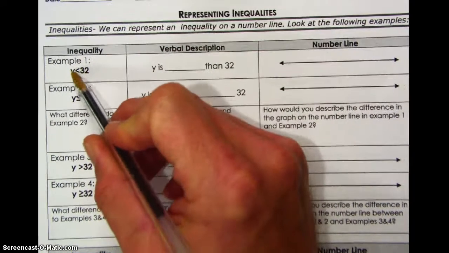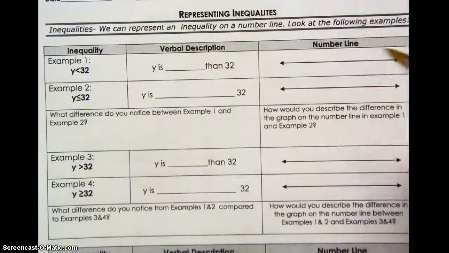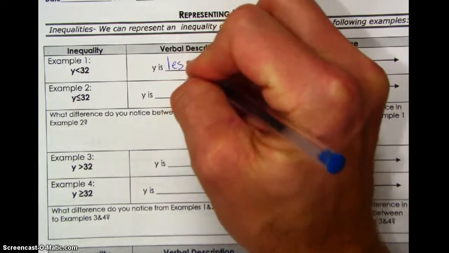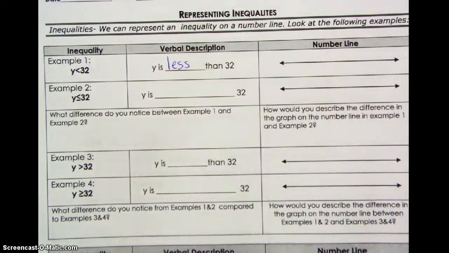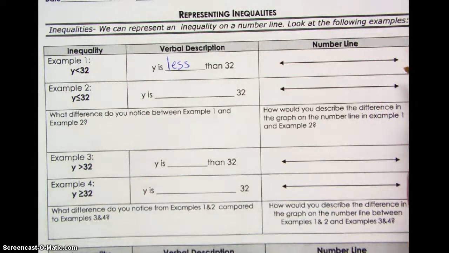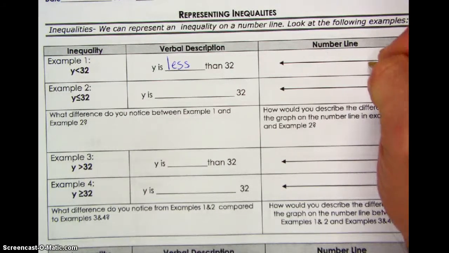Who can say this expression for me? Austin. Y is less than 32. Now what I'm about to do is new. Since y is less than 32, is y going to be to the left or to the right of 32? So it's going to be to the left. Do we know exactly where?